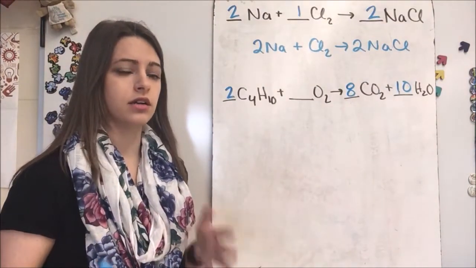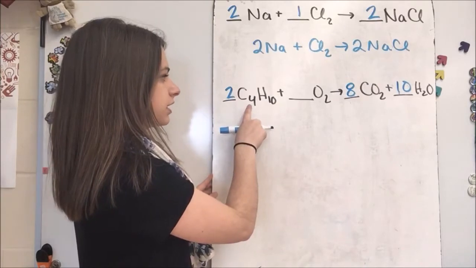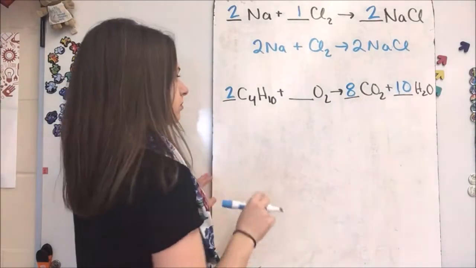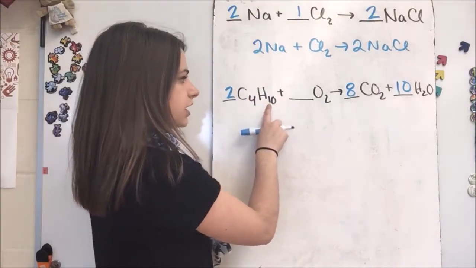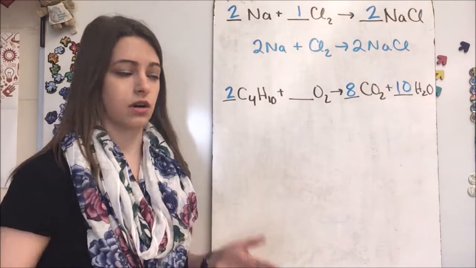Okay, before I move on, let's just double check our numbers. Let's check carbon. 2 times 4, that gets me 8. 8 times 1 gets me 8 carbons, so those are still good. 2 times 10 gets me 20. 10 times 2 gets me 20. So my hydrogens are still good.